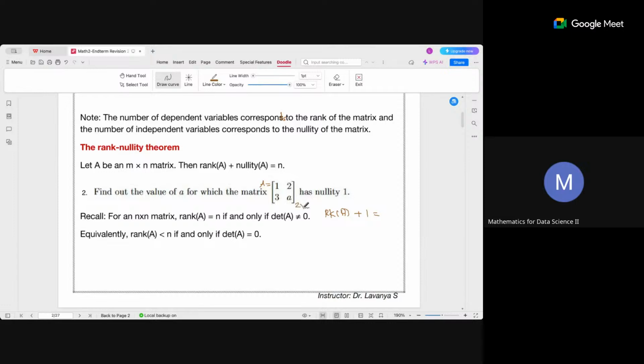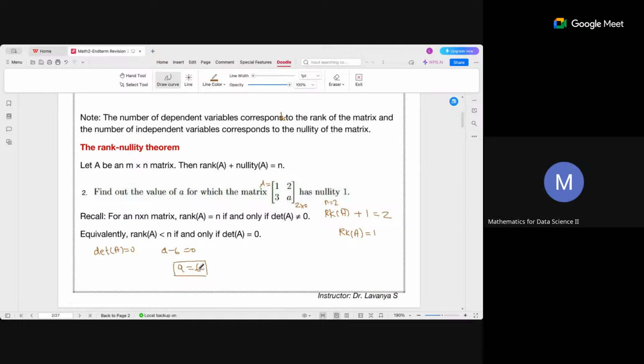What is your n here? N is 2, right? So your rank of A is 1. So if rank of A is less than n, here it is less than n, then what does it mean? Determinant equals 0. So determinant of A equal to 0 means, what is the determinant of this matrix? A minus 6, right? A minus 6 is 0. It means you have A is equal to 6.